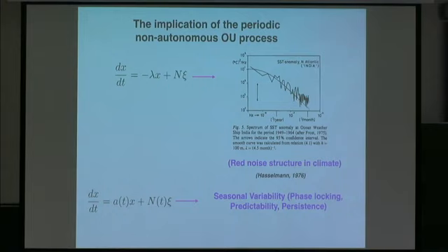The advantage is that I can generate the seasonal variability of some phenomena, and I can explain the simple essence of phase locking, predictability, and also persistence. So this time series method, and this form of stochastic model, could be very useful in climate science. Thank you very much.